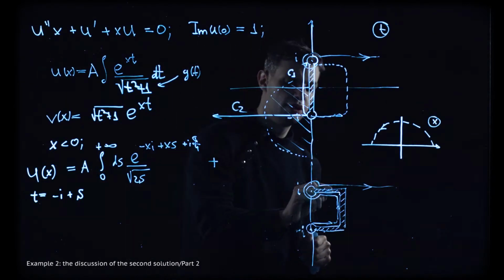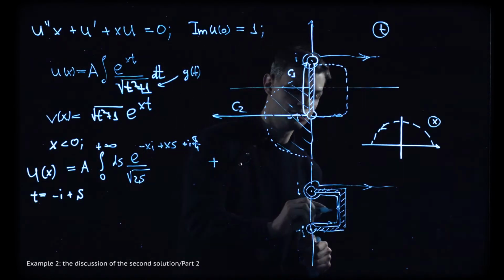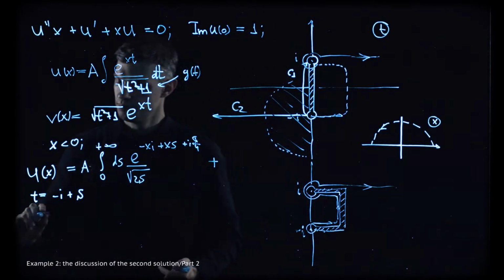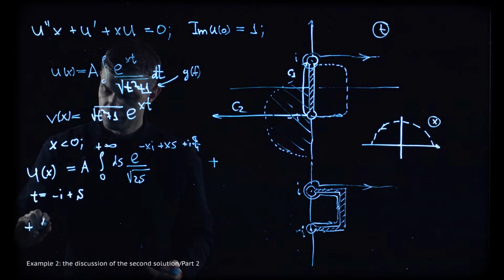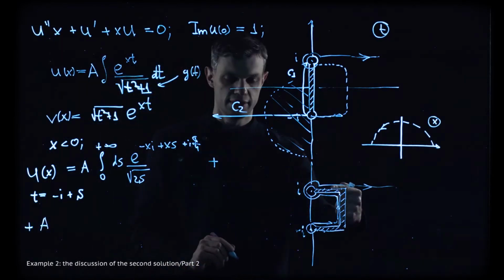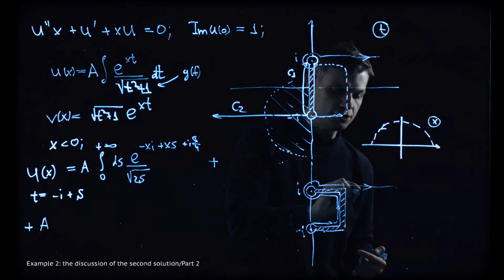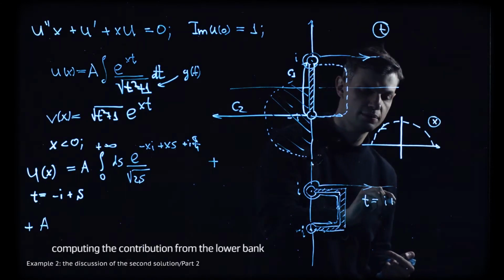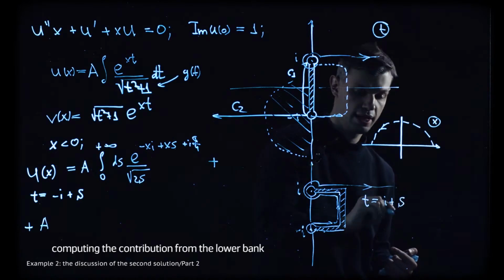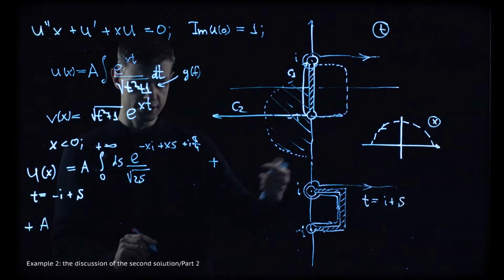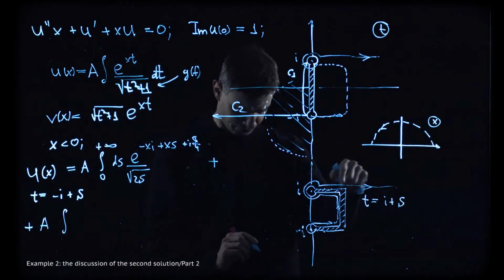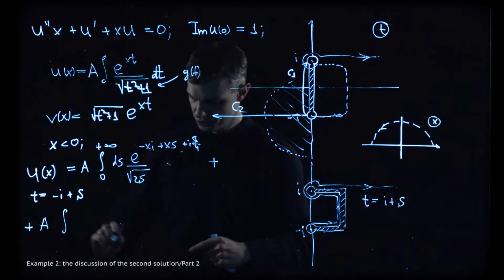Now the contribution from the i point, where the contour returns from plus infinity and circles around this point. How do we compute it? For this point, we introduce another change of variables, t equal to i plus s again. It's almost identical. So now you have the integral, this time from plus infinity to 0.